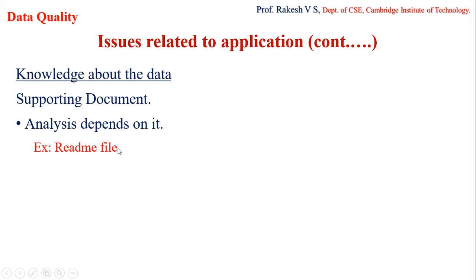Next is knowledge about the data. When we consider knowledge about data, generally if the data set has a document attached with it describing the data, it will be helpful for the analysis. If I have been given a data set, and also some extra documents related to it, then it will be easy for me to perform the analysis. In such cases, the analysis depends on how detailed the document is.